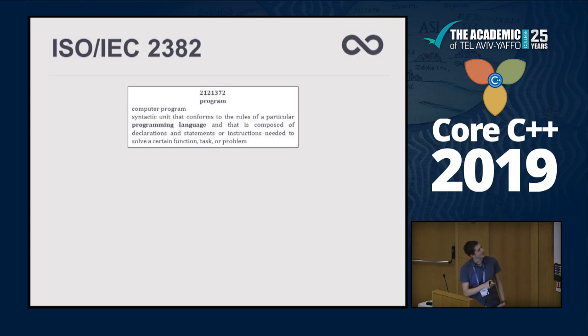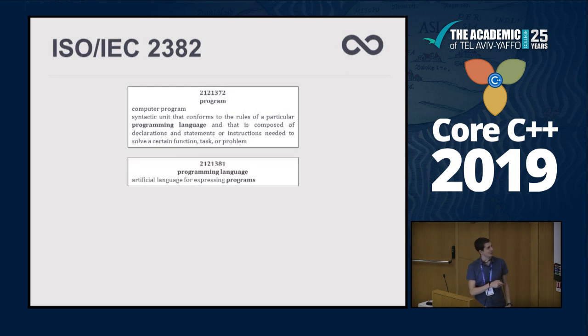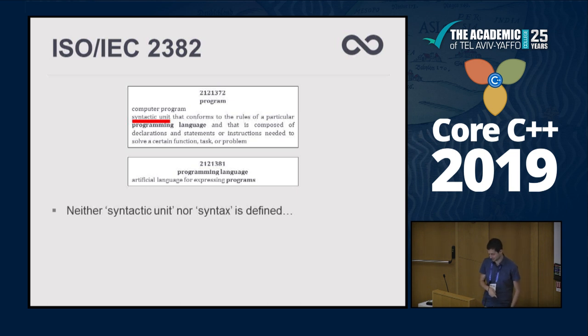Syntactic unit that conforms to the rules of a particular programming language. So what is a programming language? Artificial language for expressing programs. So it's somewhat cyclic. But we do have syntactic unit over here, which is not defined anywhere in this standard. Nor is syntax defined. So I'm still not sure what a program is.